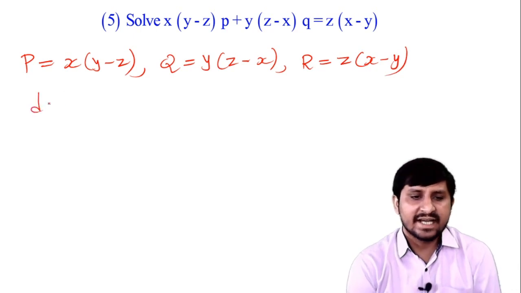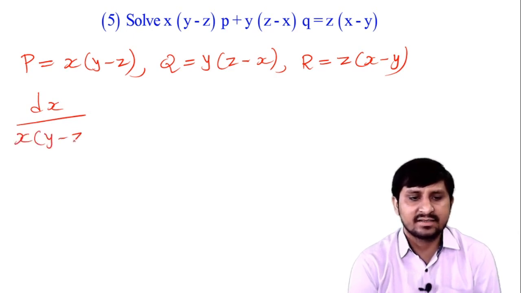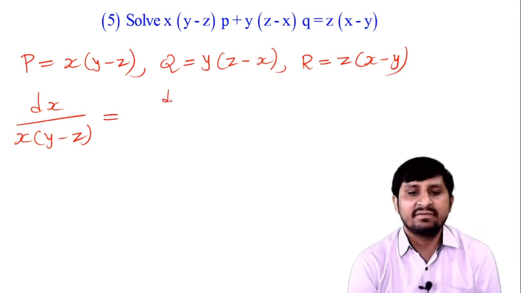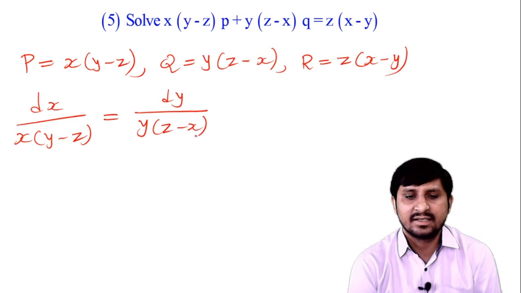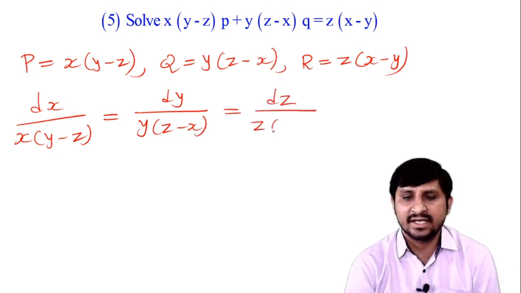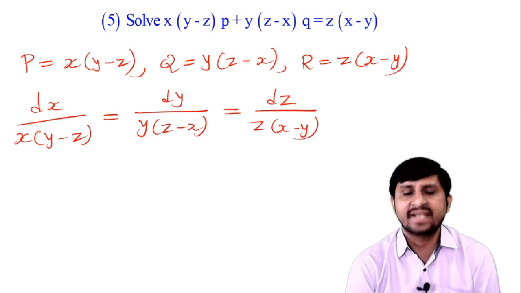So the auxiliary equations are dx by capital P. So dx by x into y minus z is equal to dy upon Q, so y into z minus x, and that is equal to dz upon R, so z into x minus y.